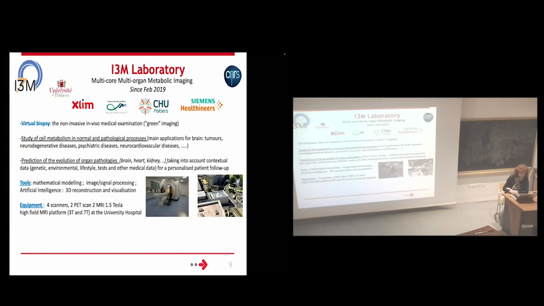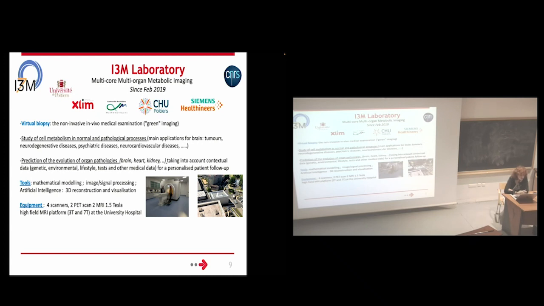So to begin, I3M laboratory. I3M is for multi-core, multi-organ metabolic imaging. It's a common laboratory between the CNRS, Siemens company, the hospital, and the University of Poitiers since February 2019. And in fact, our main topic is virtual biopsy, so this non-invasive in vivo medical examination that I presented to you before.